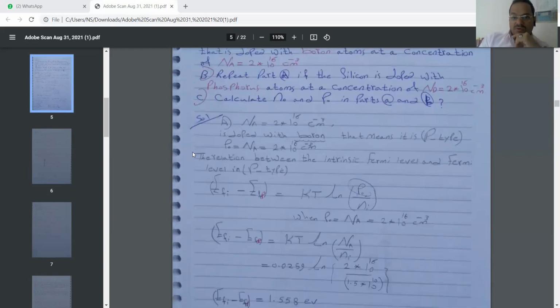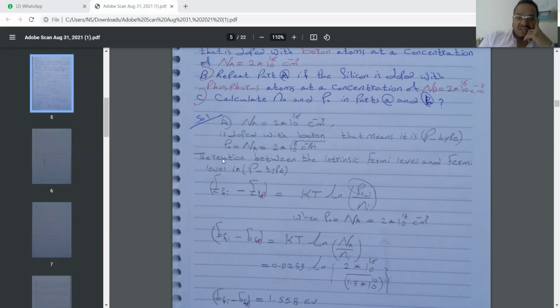Here, like I said before, it is doped with boron. That means we're dealing with p-type, and by using the mass law, n naught times p naught, the concentration of electrons times the concentration of holes, equals the intrinsic carrier concentration squared. And here in p-type, p naught, the concentration of holes, equals the concentration of acceptors, Na.